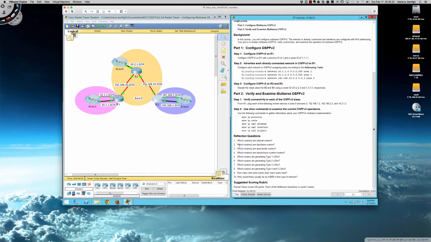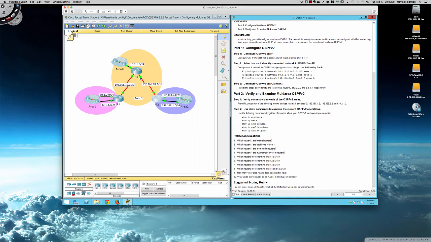And then which routers are backbone routers? Any router with an interface in the backbone area is considered a backbone router. So we would say 1, 2, and 3 could be considered backbone routers.